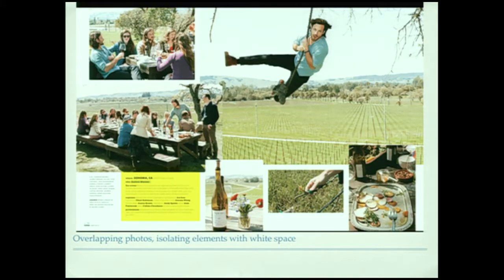This is from a magazine, and talk about inconsistent spacing. They've got the photos overlapped here, which again works because we're not interrupting the action of the photo. They've isolated some of the photos with white space, and then put our text in a block down there. But it's kind of a combination of different kinds of looks, but I like it.